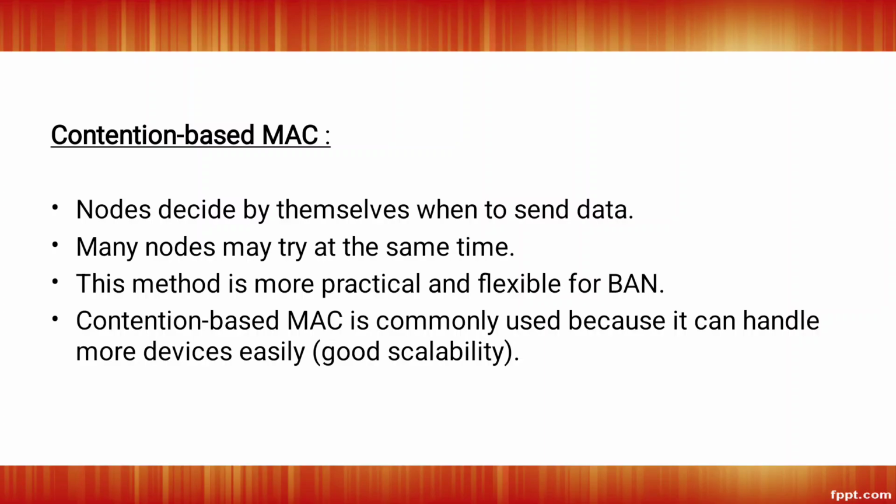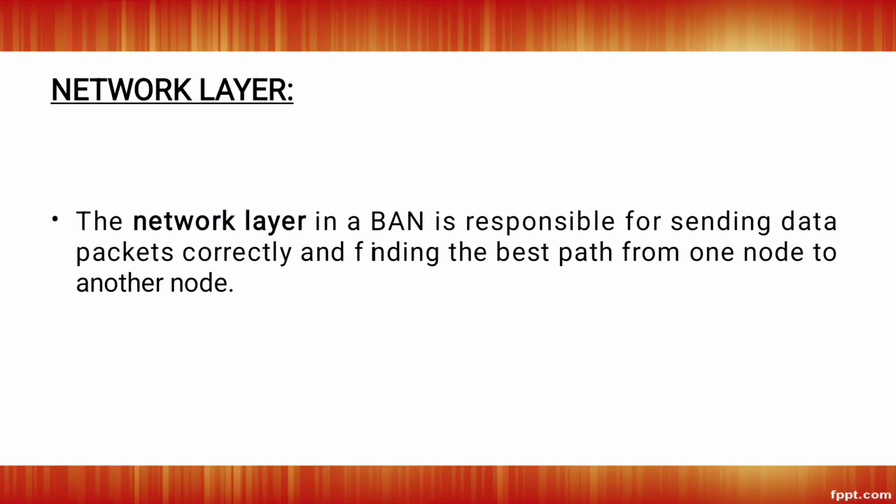Next is contention based MAC. Nodes decide by themselves when to send data. Many nodes may try at the same time. This method is more practical and flexible for BAN. Contention based MAC is commonly used because it can handle more devices easily.